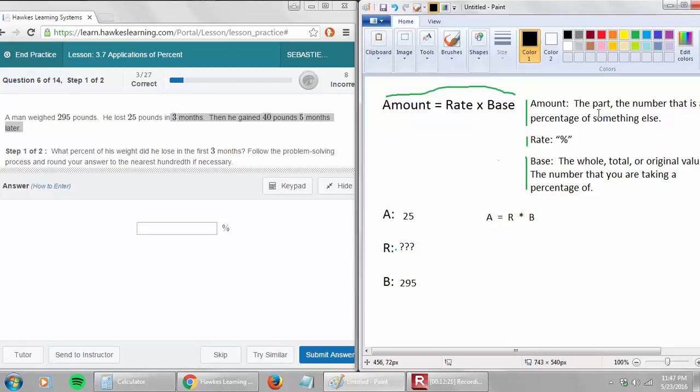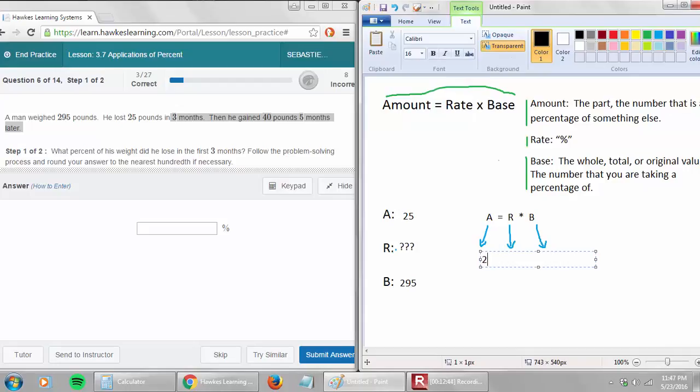And for this particular question, I know the amount and the base, so I'm going to go ahead and fill those in. I don't know the rate. So amount, rate, and base. And I'm drawing these arrows just to emphasize that I always write these things directly underneath. So here we go. Amount is 25 pounds. I bring down my equals. My rate I don't know. Times my base, which we identified B is 295.